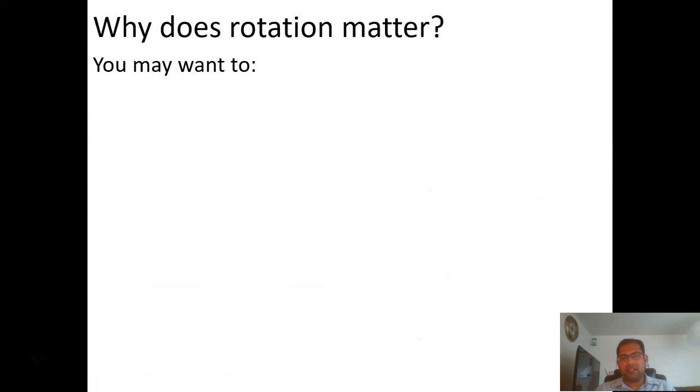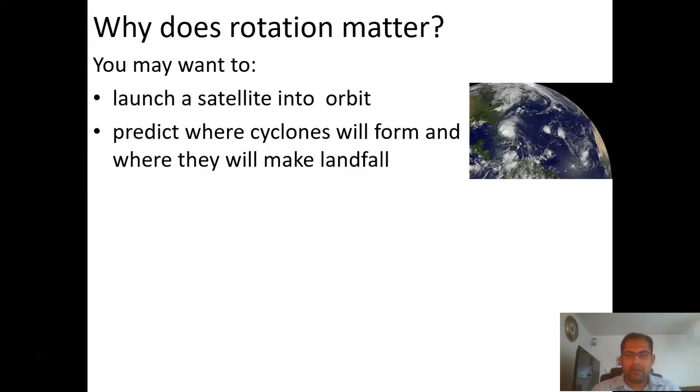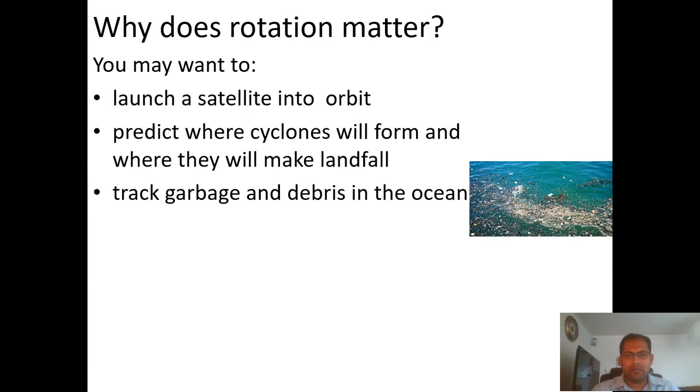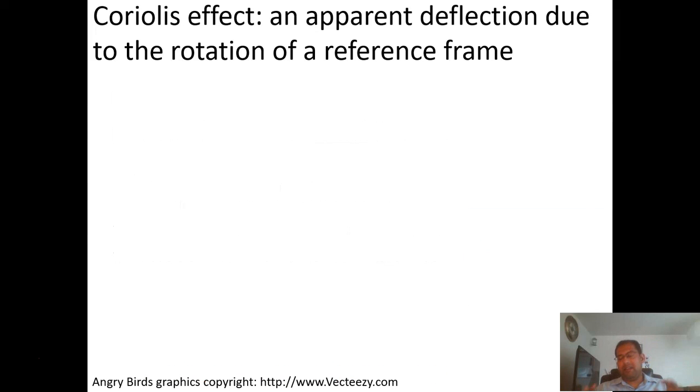Okay, at this point you can ask me, why does rotation even matter, Vamsi? Well, it matters if you want to do cool stuff like launch a satellite into orbit, track cyclones on the planet, clean up our oceans, or run an airline company. Okay, I'm a bit woozy with all that rotation, so I'm going to allow Angry Birds to explain to you what Coriolis is.